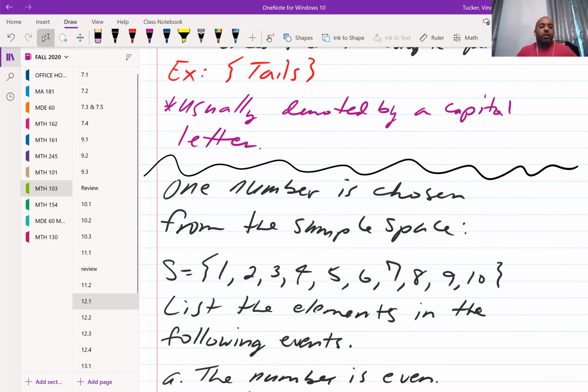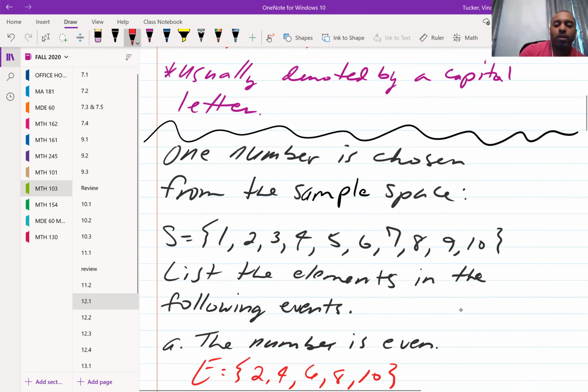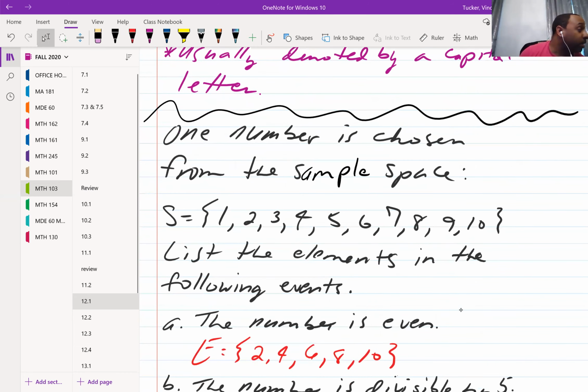All right, first exercise. One number is chosen from the sample space, and they give us 1 through 10. And it says list the elements in the following events. All right, well, I already have the answer there. I was going to erase it and everything, but it's not necessary.